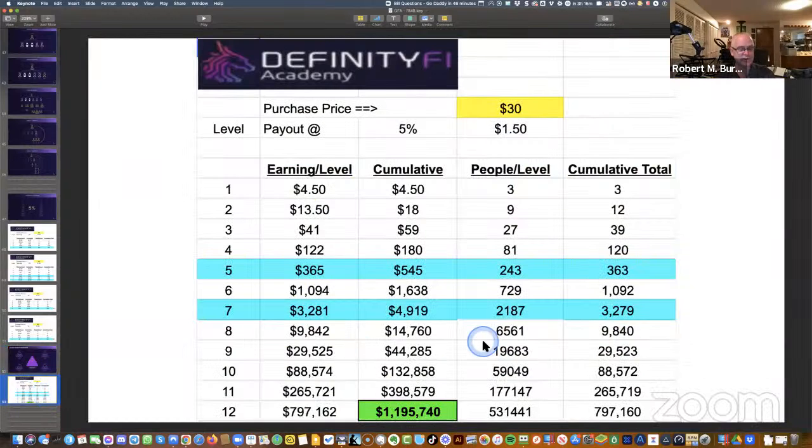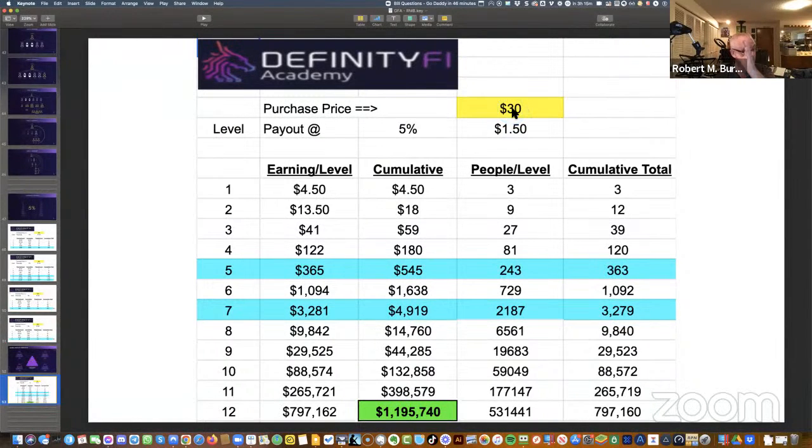Now, I want to just show you what it looks like all the way down 12 levels just to show you the possibilities. And keeping in mind, this is just the $30 matrix. Okay, they go up from here. But if you had this take place, look at what you've earned by level 12 cumulatively. Now, again, it'll never happen like this exactly. But what if you got half that? What if you got a third of that? What if you got a quarter? Shoot. What if you got a tenth of that? That's still $100K, guys, just on this matrix.